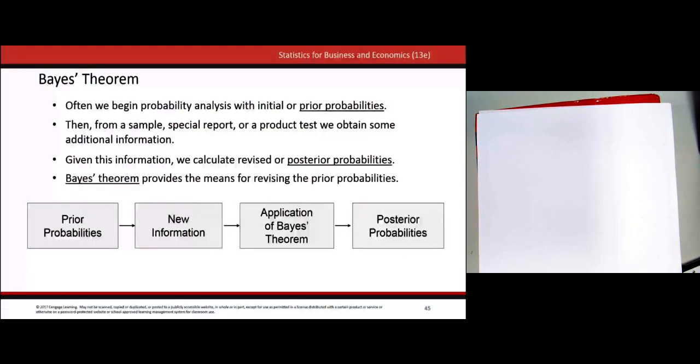Today we will discuss Bayes' theorem. Often the probability analysis begins with initial probabilities. Then we obtain additional information from a sample or special report, and we use this information to calculate the posterior probabilities. So we have the prior probabilities, we obtain new information and apply Bayes' theorem, and calculate the posterior probabilities. We will explain this through an example.